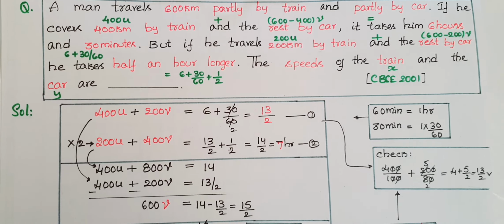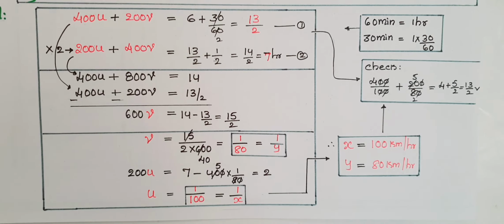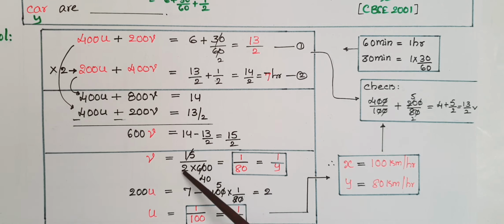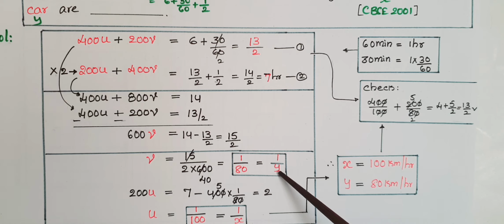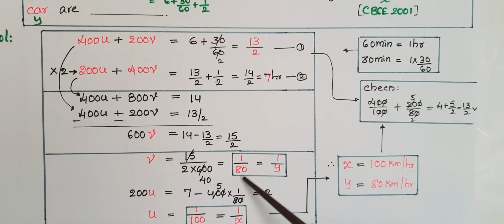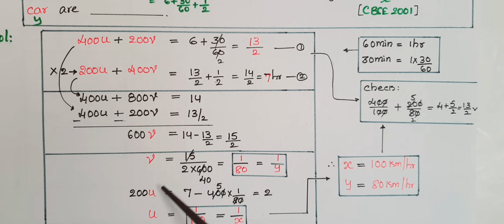So v is equal to 15 by 2 into 600, that is equal to 1 by 80. v is nothing but 1 by y. So y is the speed of the car. So here y is equal to 80 km per hour, and now you can calculate the u value. You can substitute this in any of these two equations.